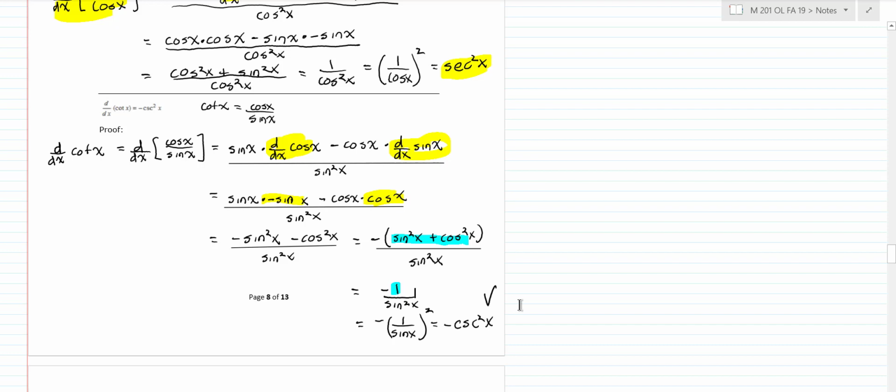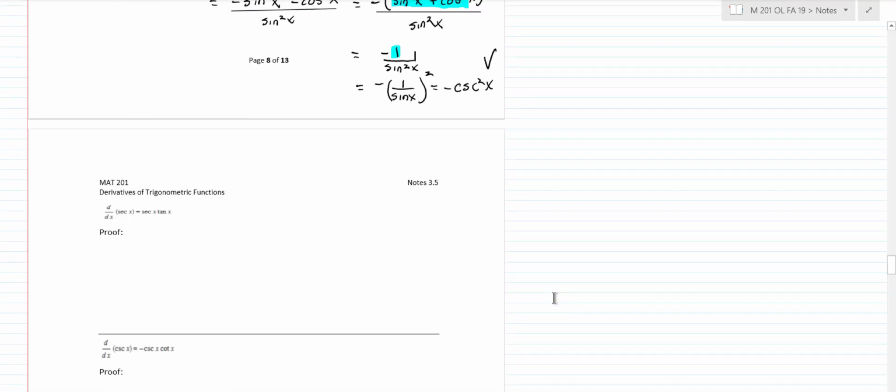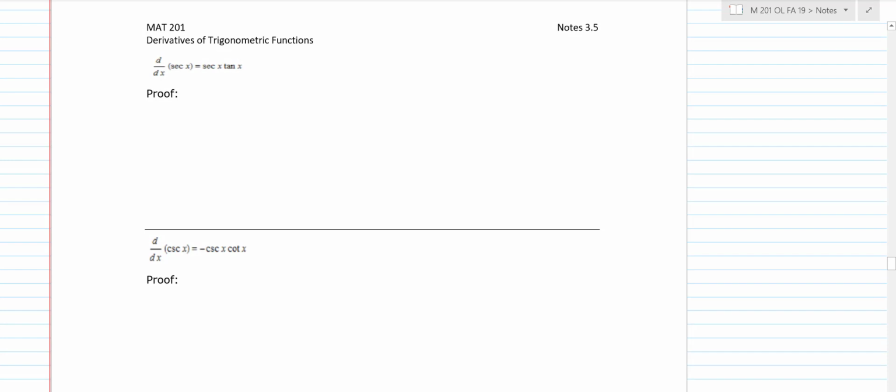All right, so I'm going to move on to the next page. Pause if you need to. All right, so let's see. I'll do this proof, and then I'll let you do the one that's pretty similar to it. There are a couple of ways we could do this. This one I'm going to do like this. We're going to change the secant to 1 over cosine x because we know the derivative of the cosine of x.